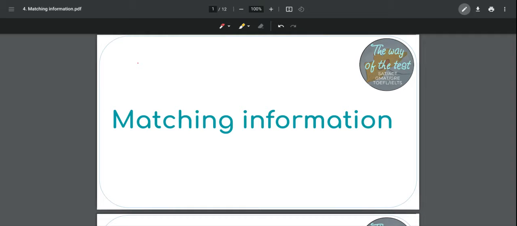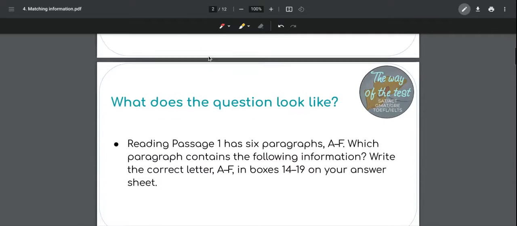Hi everyone, we're continuing with the question types for the reading section of the IELTS. This time we're going to see the matching information question. What does this question look like?